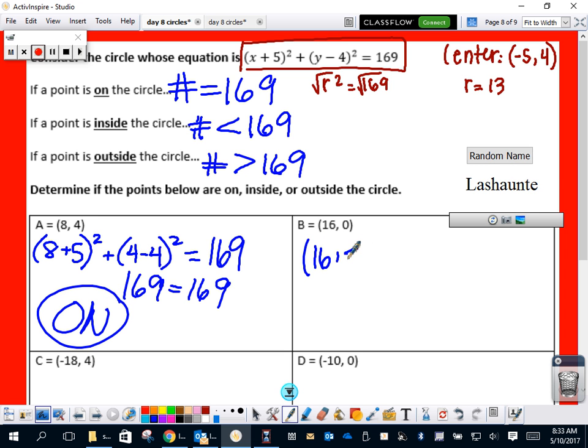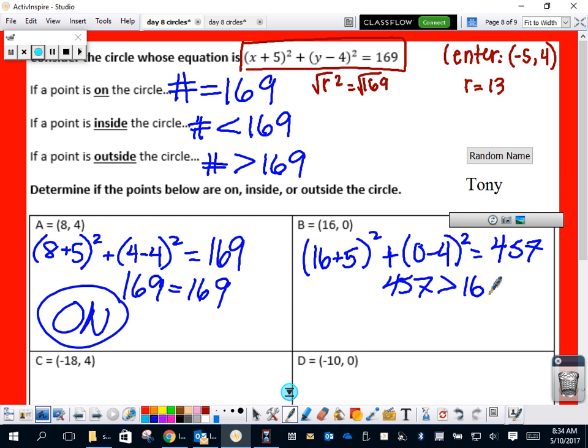5 squared plus 0 minus 4 squared. I would key it in literally like that. I'm taking random, so please be ready. Tony, put this in your calculator. Tell me what you get. Try one more time. Oh. Okay. Well, is 457 greater than, equal to, or less than? All right. So what do you know about that point? Okay. Out.